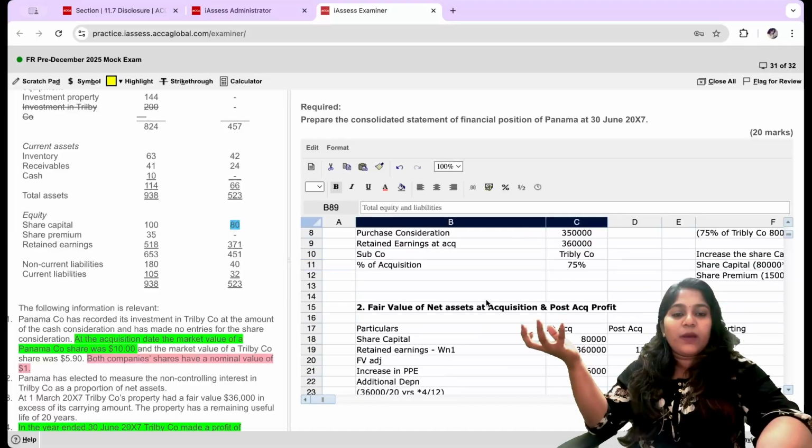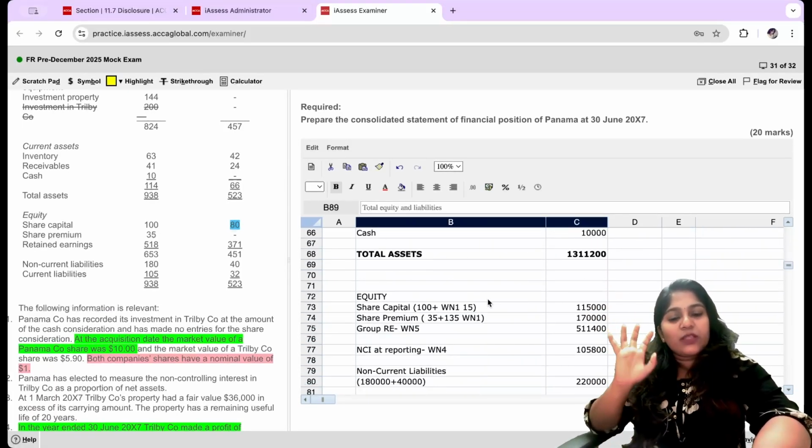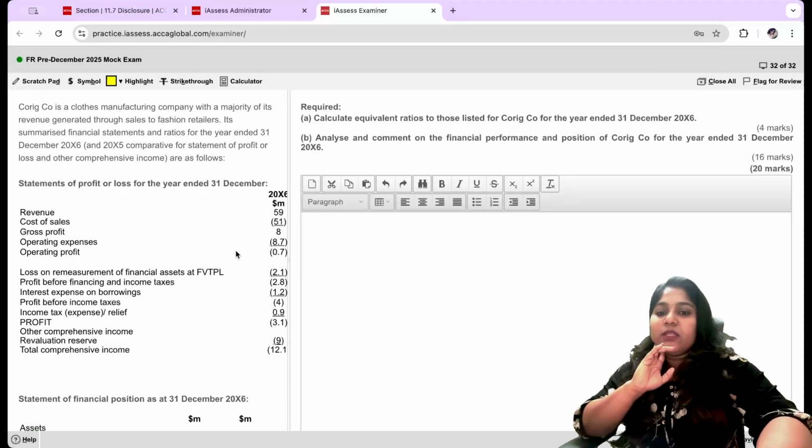So you guys can do the decoration for this accordingly. I've just done the part of explaining the working notes and everything. Of course, even if you do it this way, the ACCA will still give you marks. You don't have to worry about it. Okay, now comes the interpretation question.